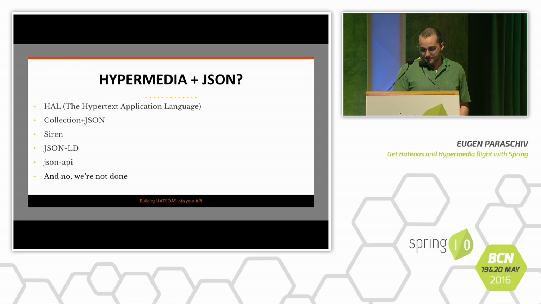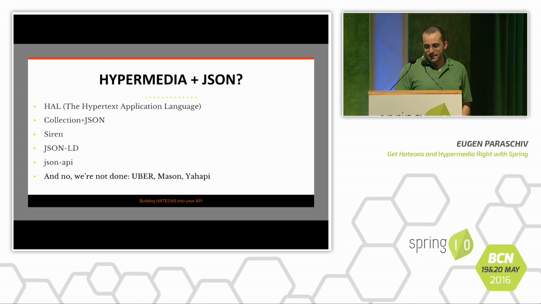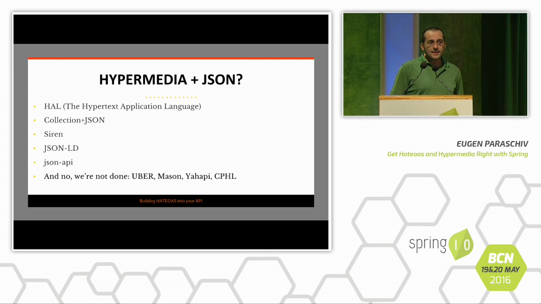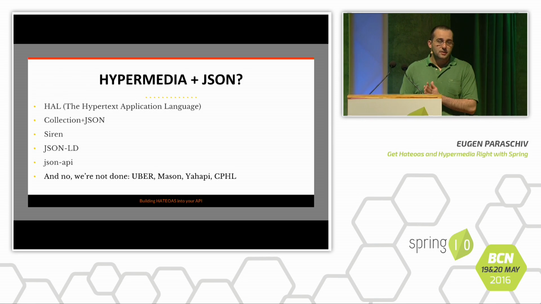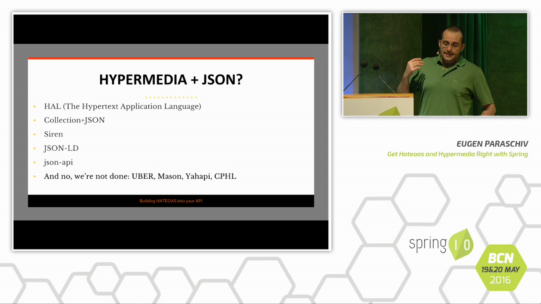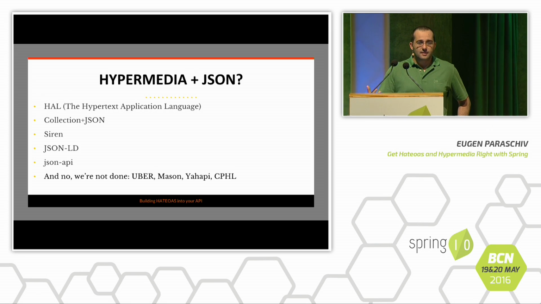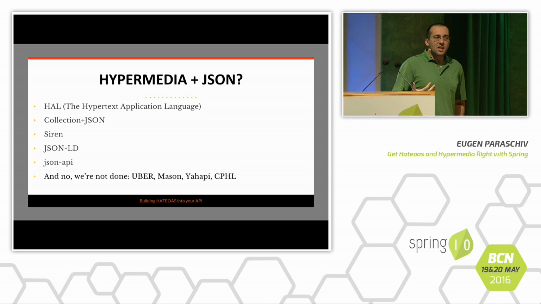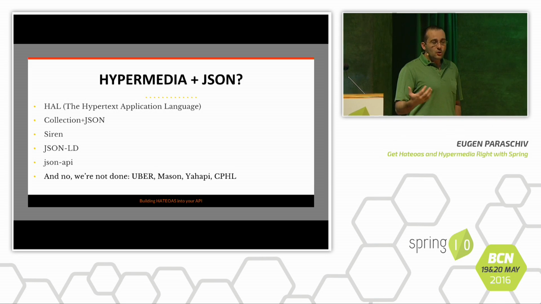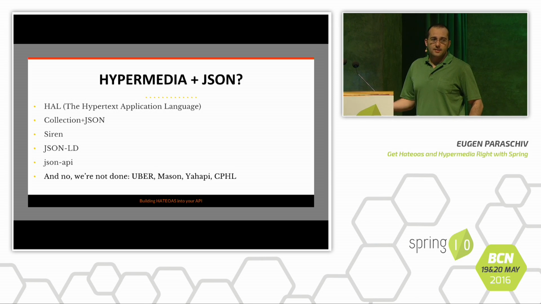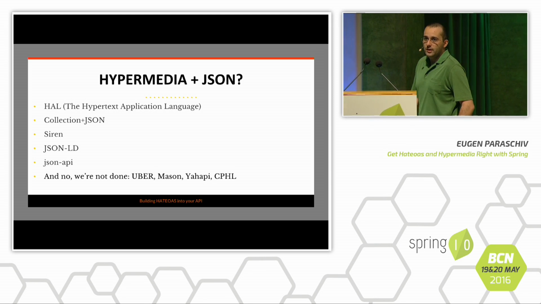And we're not done. We have Uber, Mason, Yahapi, and CPHL. So you can clearly see why this is starting to get a little bit ridiculous from the point of view of standardization and from the point of view of just having one standard, or maybe one that actually wins in the market, and then actually building clients on top of that standard. Because that's the point, right? That's why HTML won. That's why we have browsers, because there's one way to do it.